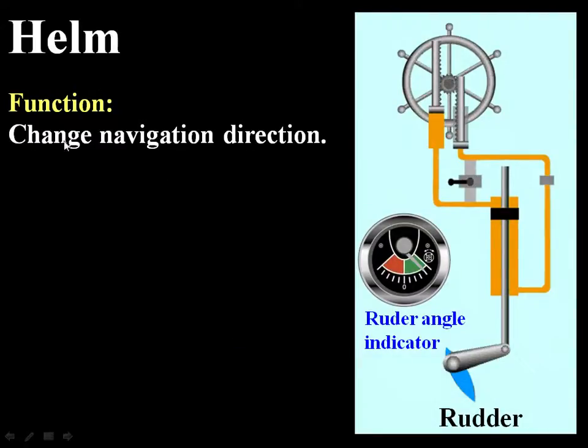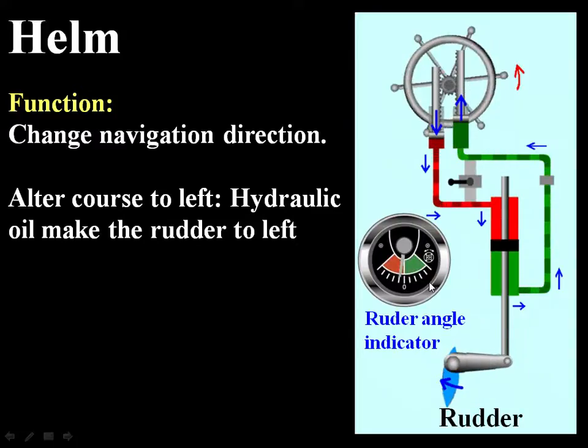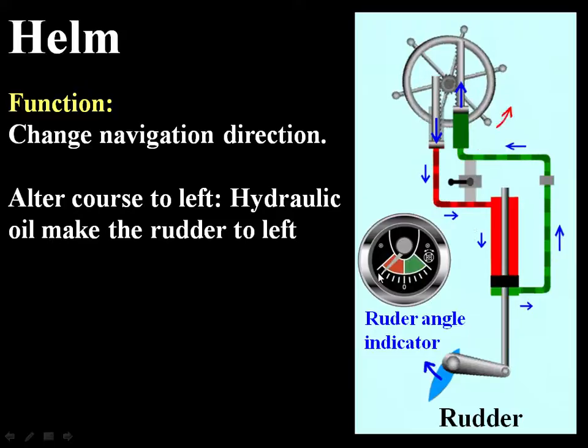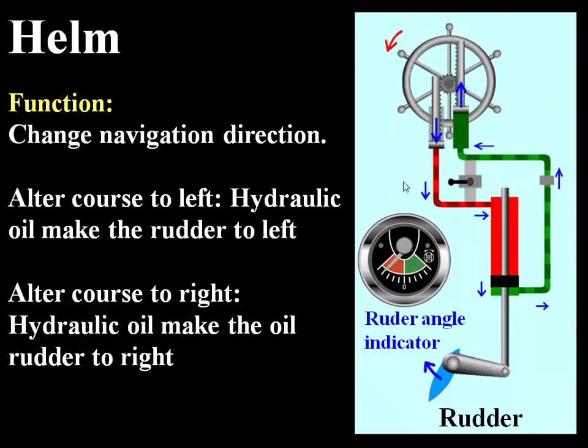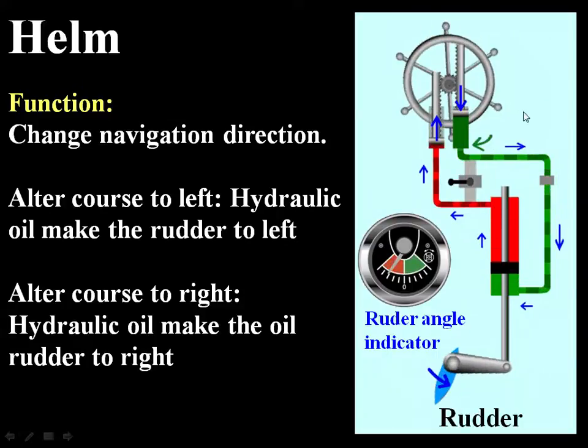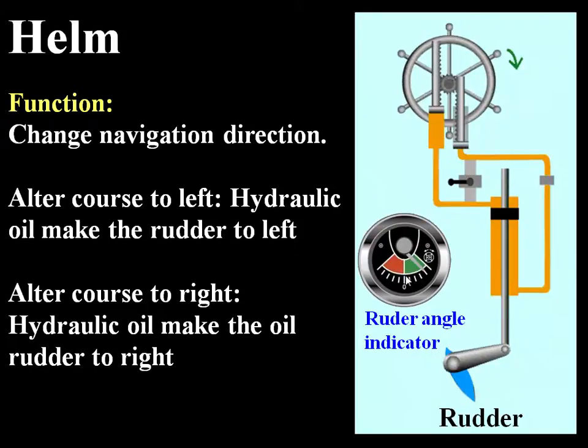And this helps change the navigation direction. Now I want to auto course to the left. So turn the wheel to the left. You can see the rudder angle indicator pointing to the left, which means the rudder goes to the left. And auto course to the right. So turn the wheel to the right position. You can see the rudder angle indicator showing the right direction, which means the rudder goes to the right. So this is the system that helps make the boat turn left or turn right.